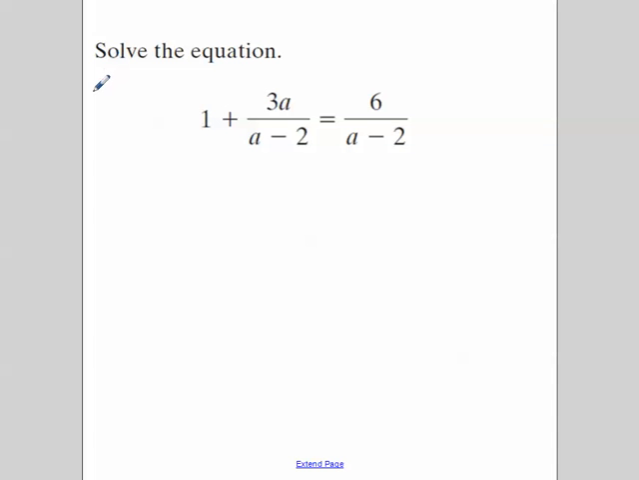It says solve the equation. All right, well, let's see. I've got an equal sign, and I've got a fraction, or a rational expression here. So I've got a rational equation. If I've got a rational equation, then what do I do? Find the lowest common denominator, multiply all terms by the lowest common denominator, and then solve. So step number 1 is find our lowest common denominator.